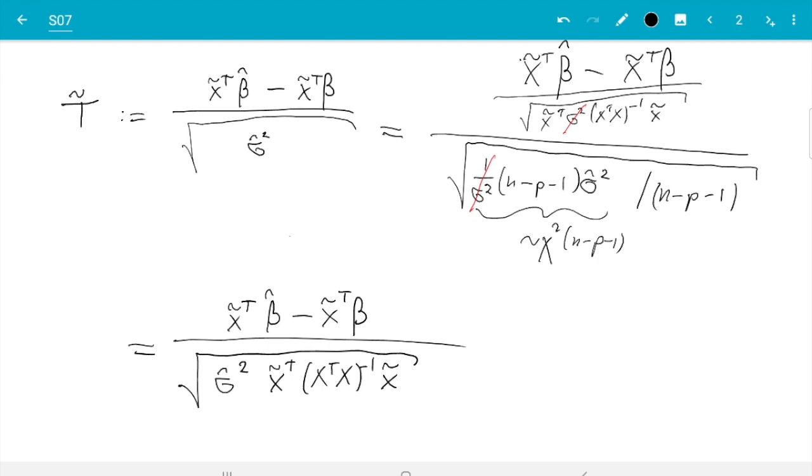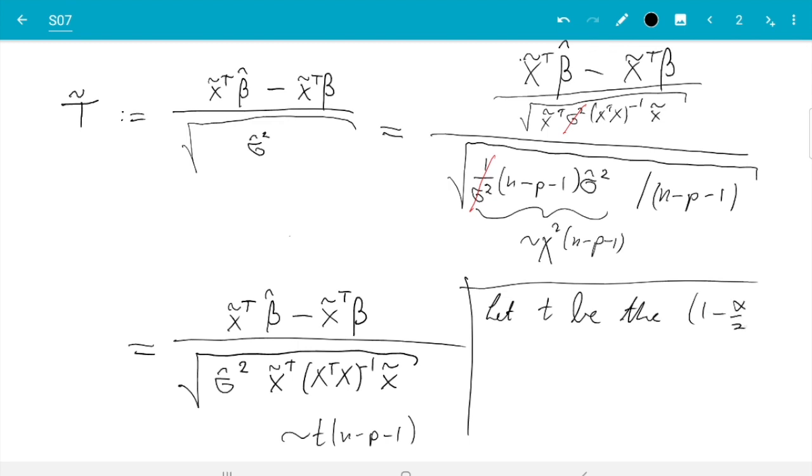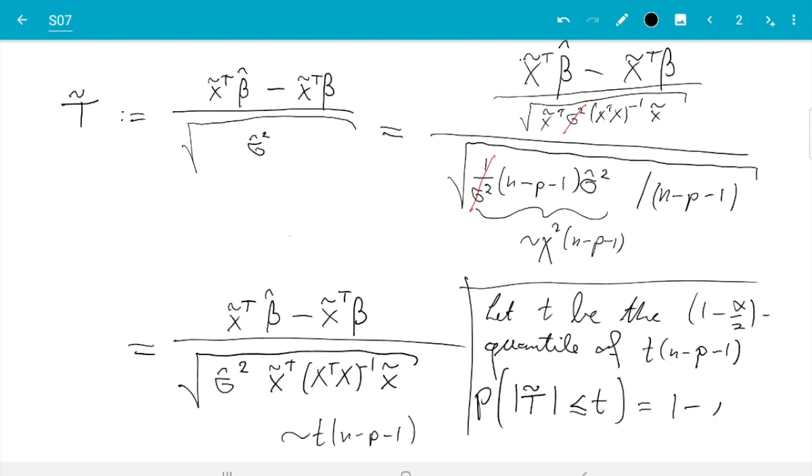Good, and now the final step is, how do we get a confidence interval from that? And that's easy, namely, so that thing here now we know is t distributed with n minus p minus 1 degrees of freedom. So let t be the 1 minus alpha over 2 quantile of this distribution. And then we know the probability of the modulus of t tilde less than or equal to t is 1 minus alpha, so that means that happens with high probability. And now we need to just solve this equation for x tilde transpose beta, because that's the quantity we want.